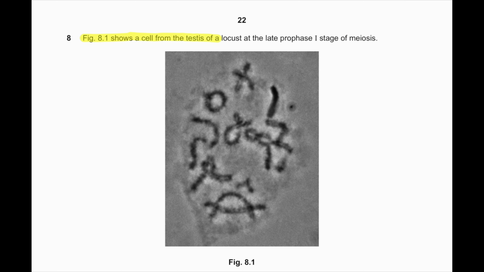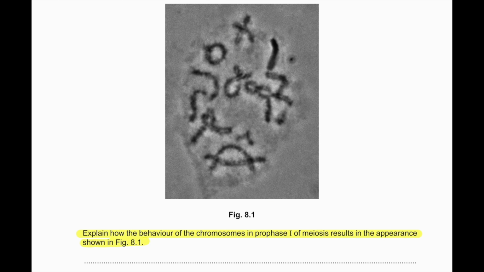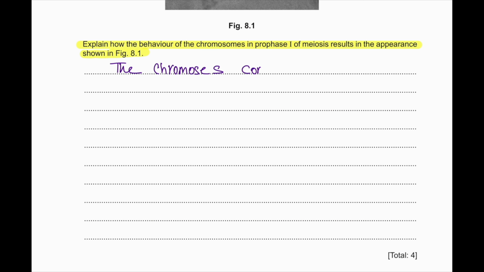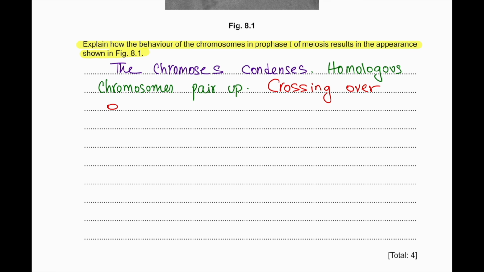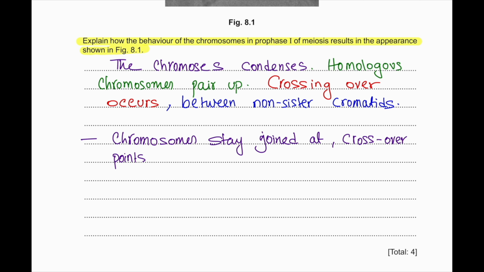Figure 8.1 shows a cell from the testes of a locust at the late prophase 1 stage of meiosis. Explain how the behavior of the chromosome in prophase 1 of meiosis results in the appearance shown in figure 8.1. From the diagram, we can see that the nuclear envelope disappeared. Chromosomes are condensed. Homologous chromosomes pair up and crossing over occurs between non-sister chromatids. Finally, we can add a point. Chromosomes stay joined at the crossover points.